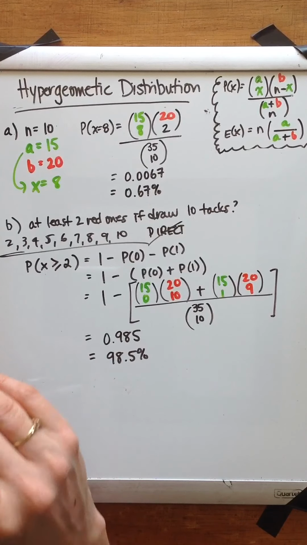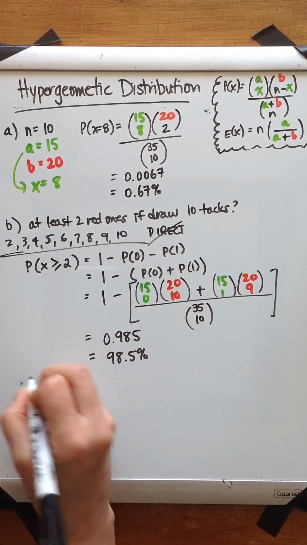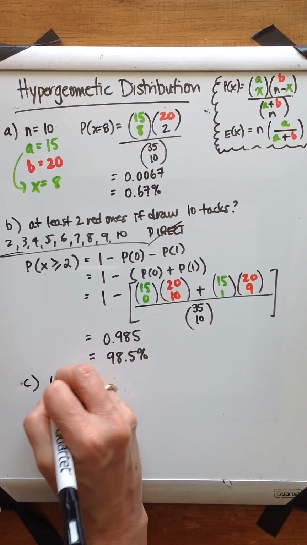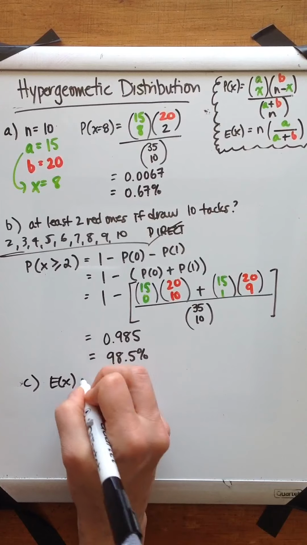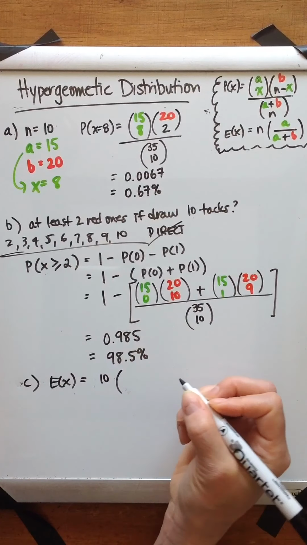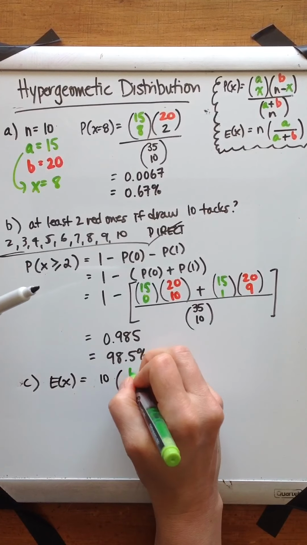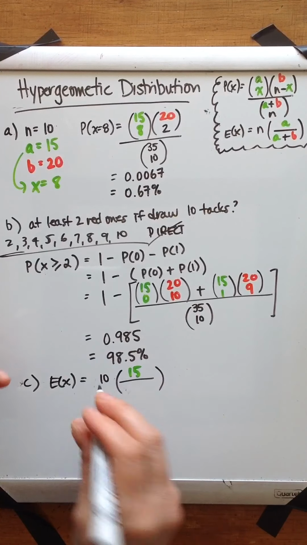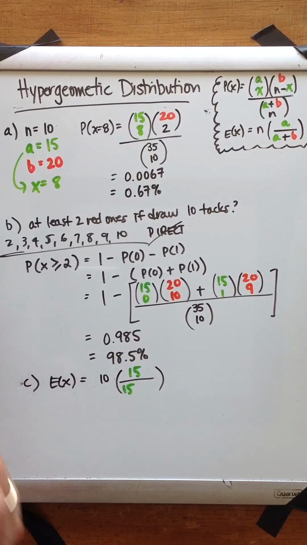So now, what is the expected number of red tacks for 10 draws? So what should you get on average if you did this over and over again in multiple experiments with the same conditions? Our expected value for x would be equal to our number of trials, which is 10, times our opportunities for success, which is 15, divided by our total opportunities, both successful and unsuccessful, which is 15 plus 20.